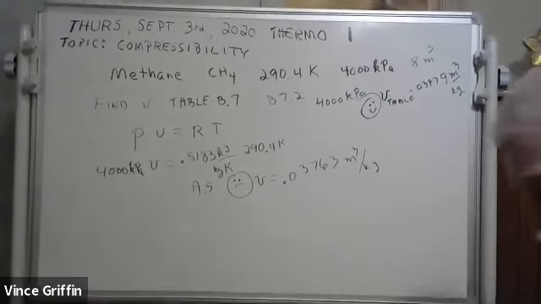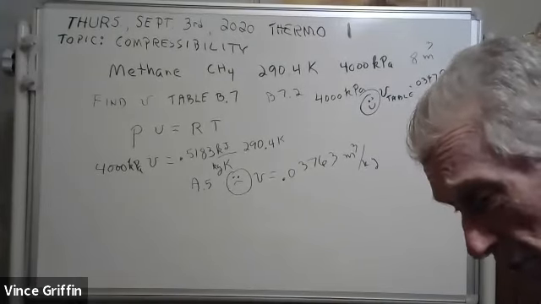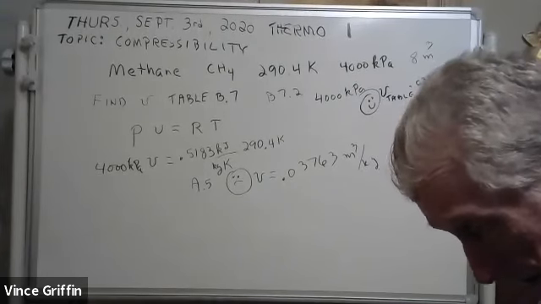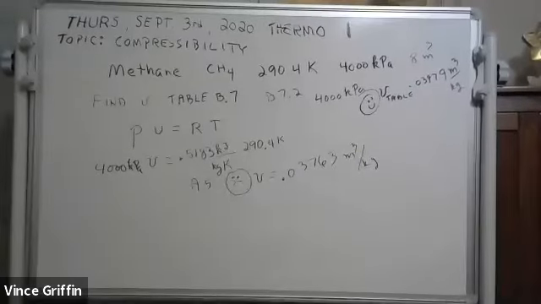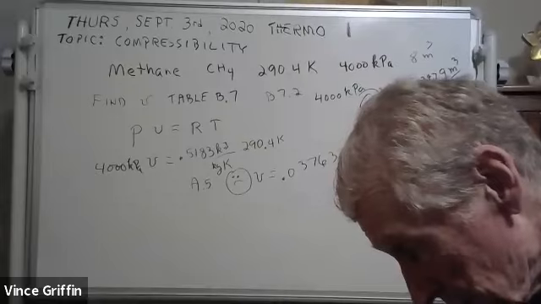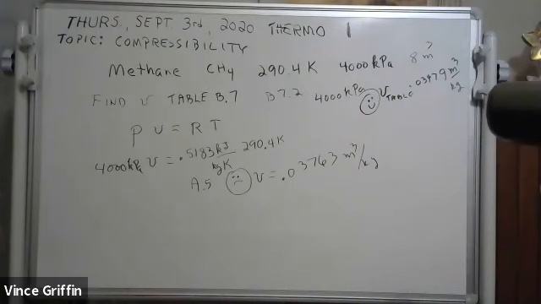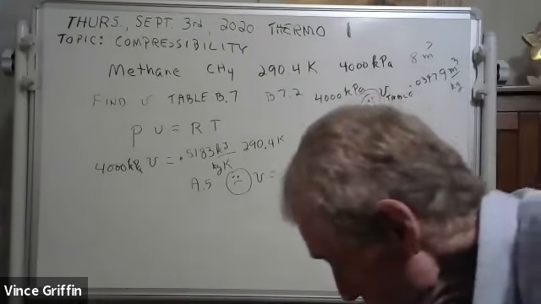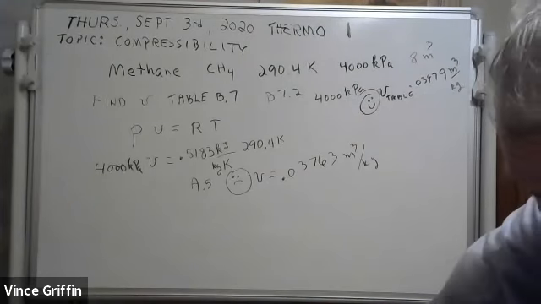Now you need to know something. If you have a table, use the table. Don't use the ideal gas law, and don't use compressibility. Use the table. If you don't have a table, well, you can't use the table if you don't have one. You're pretty much forced to use ideal gas law or compressibility.